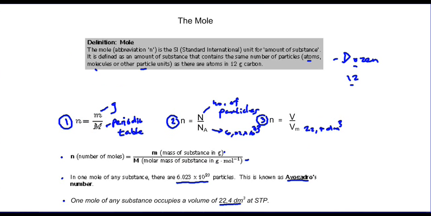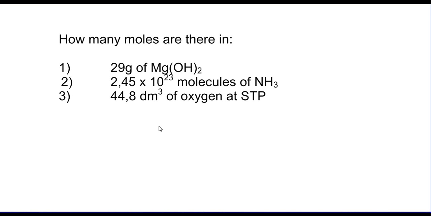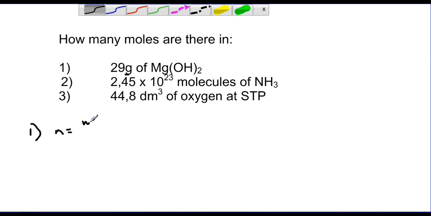Now, taking this to the next step, if you look at typical basic sums that you can get related to calculating moles, we ask the question: how many moles are there in each of the following? So how many moles are there in 29 grams of magnesium hydroxide? So here we are given grams. So if you look at number 1, we can say number of moles is equal to the mass over the molar mass of magnesium hydroxide.